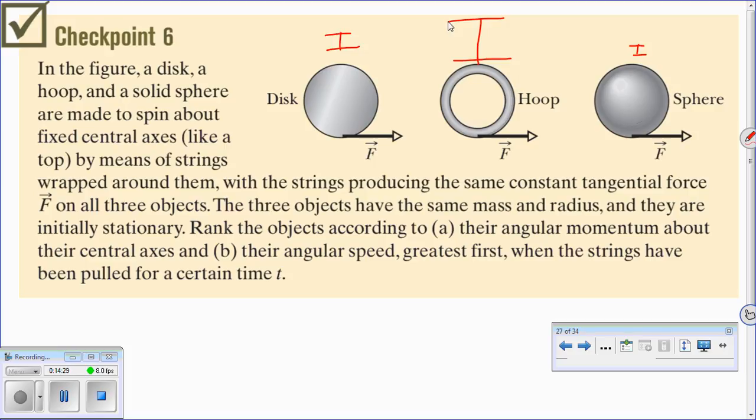Okay, let's think some more. What else? Which one's going to be most affected by the force? The sphere, right? Because it's easiest to rotate. So the sphere is going to have the biggest angular acceleration, right? Which one's going to have the smallest acceleration? The hoop, which means that the disk is somewhere in the middle. So that argument didn't help us a ton, right? Because the one with the biggest inertia has the smallest acceleration and vice versa. So I don't know if they cancel each other out, maybe they're all equal. So we need to go about this a different way.